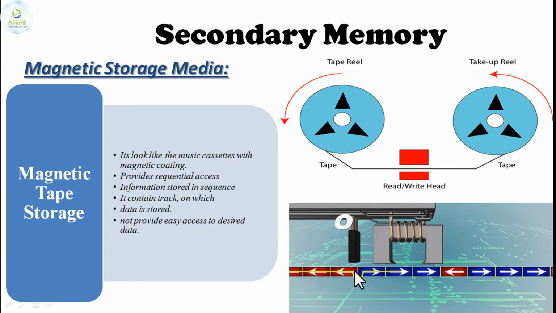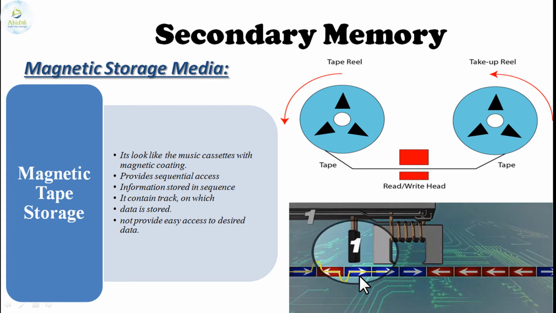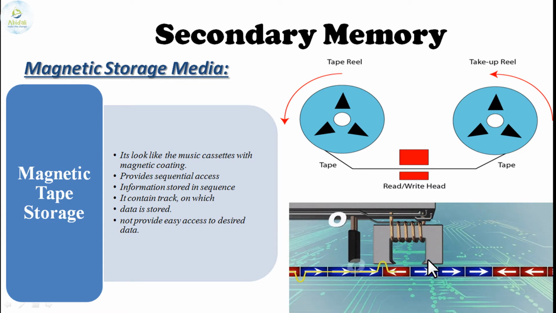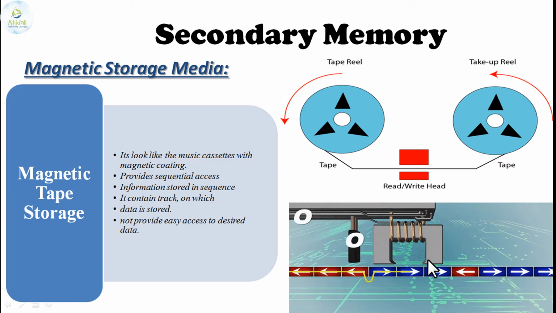See, reading of the bits has been done. So bits in one direction represent 0 and in another direction represent 1. This is the reading head and this is the writing head. Okay, that's the difference in the hard disk.